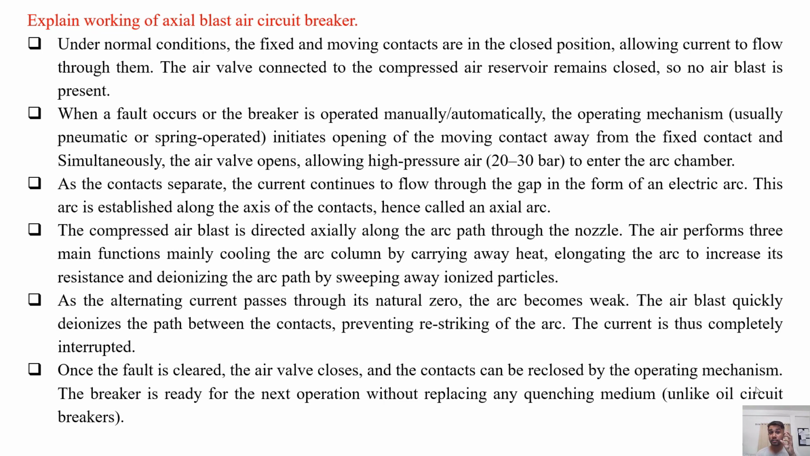The series isolator is also operated because the distance between the main fixed contact and moving contact is very small. So to avoid a lack of complete isolation between the contacts, the series isolator is operated simultaneously and it is provided with the breaker. So this is the simplest working of the axial blast air circuit breaker.